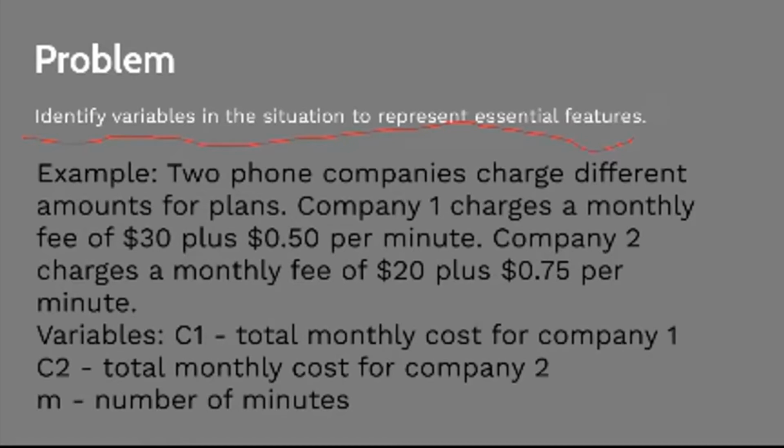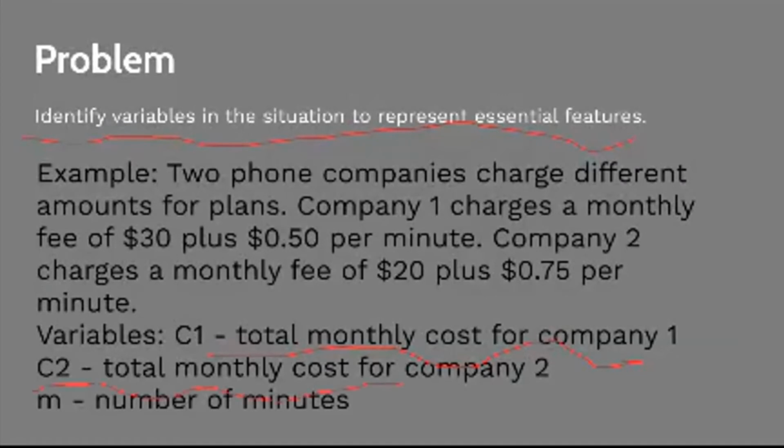Two phone companies charge different amounts for plans. You don't have to write all this down. Company one charges a monthly fee of $30 plus 0.5 per minute. Company two charges a monthly fee of $20 plus 0.75 per minute. In this case, the variables: we can look at what company one charges. We use C1 for company one. We could have used X or Y here, but that's fine. C1 is the first company.